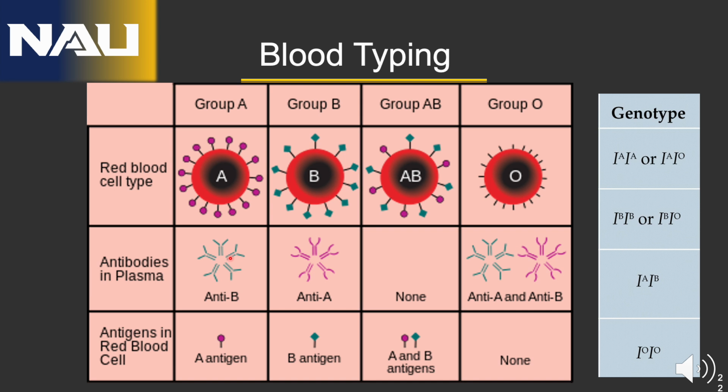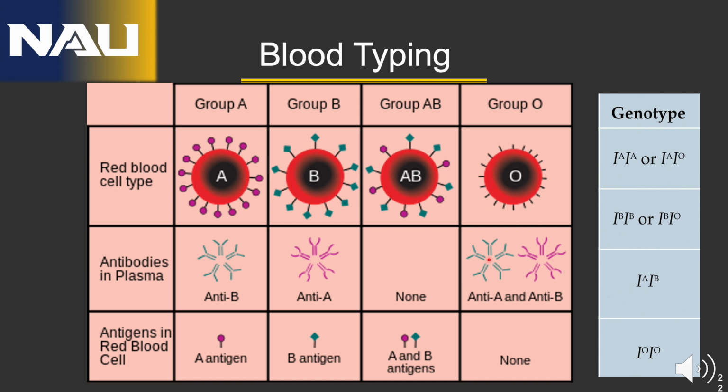So group A blood can receive blood only from O or another person with group A. The same idea is with B. B cannot receive blood from A or AB, but it can with O. AB blood can actually receive blood from everyone, and that's because they don't have any antibodies in their plasma. Group O can actually donate to everyone, but can't receive from anyone other than O groups.